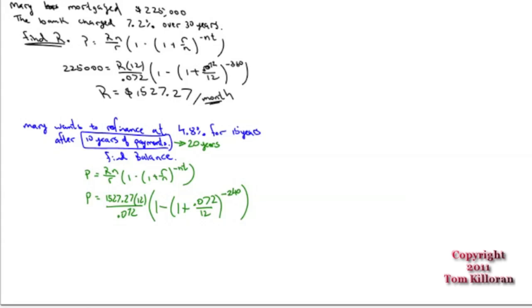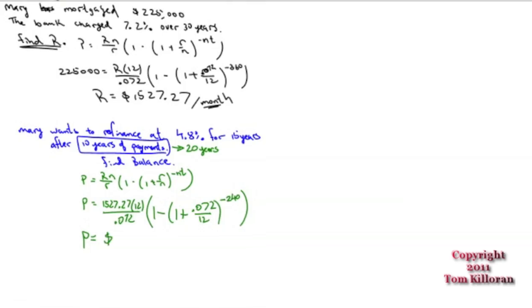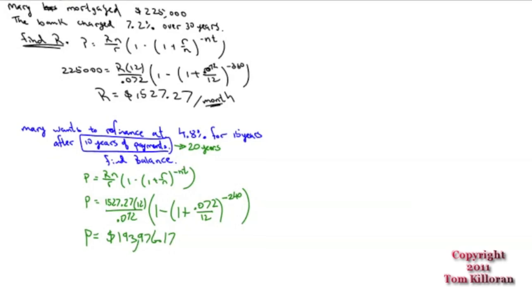So all you have to do is type that all in, and you can find how much of a mortgage she still has left to pay off. 193,976.17. Okay, so now she needs to refinance this, and if she refinances it, that's her new balance.